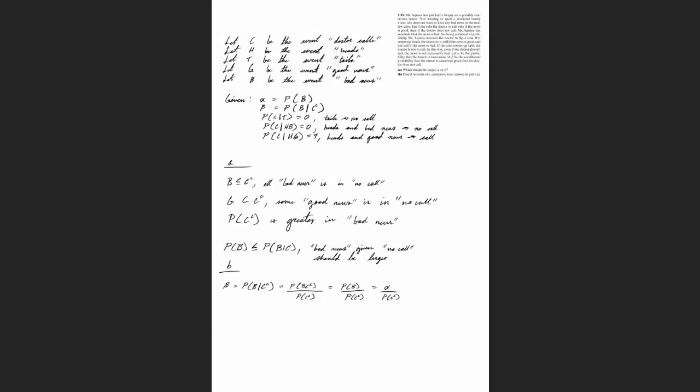And so the givens we have are alpha, the probability of bad news, and beta, the probability of bad news given no call. Then we have the probability of calling given tails, which is 0 because the doctor is not going to call. The probability of calling given heads and bad news, again, is 0. That's a no call. And the probability of calling given heads and good news is 1, which means the doctor is going to call.